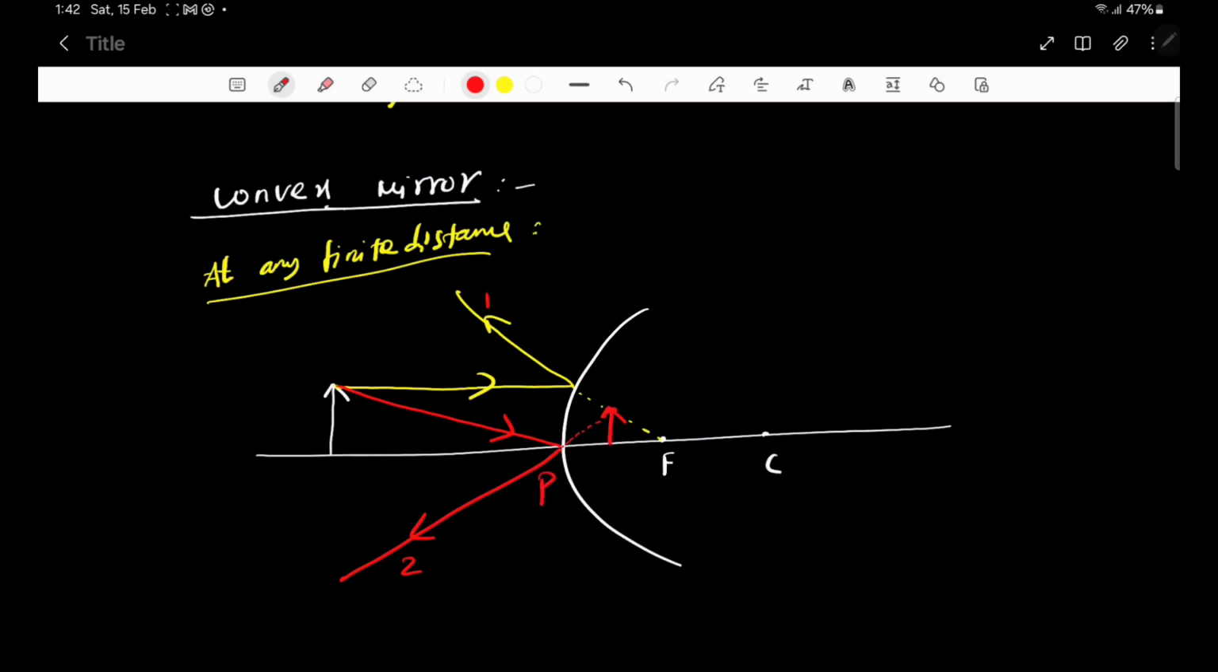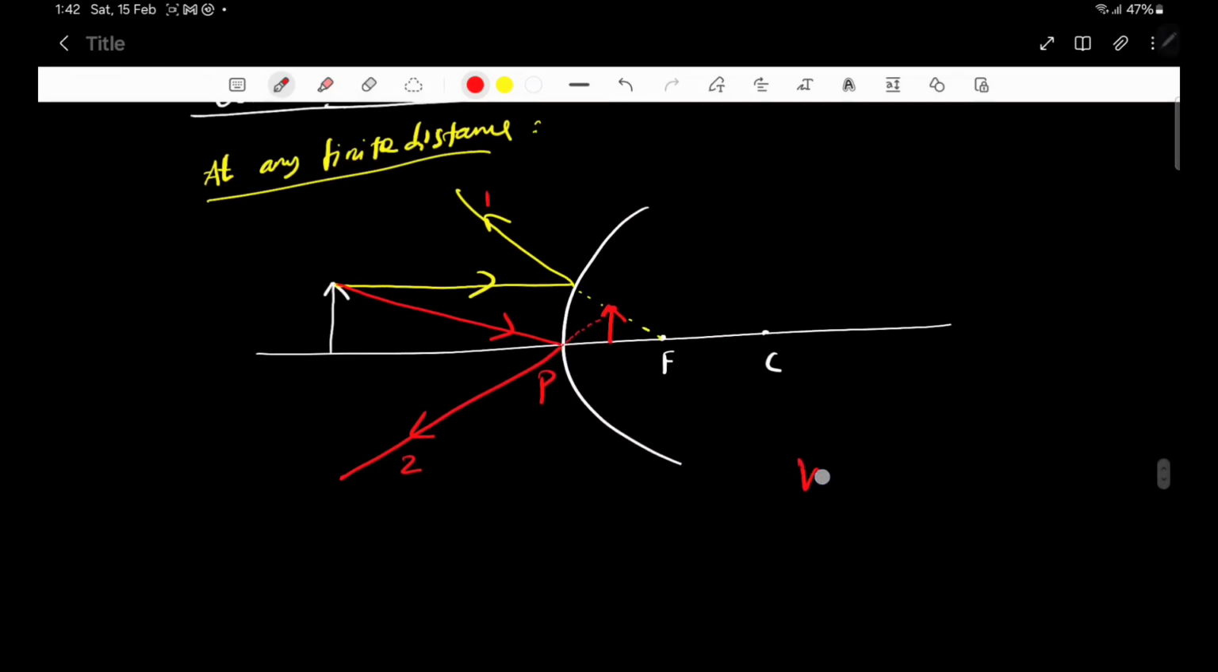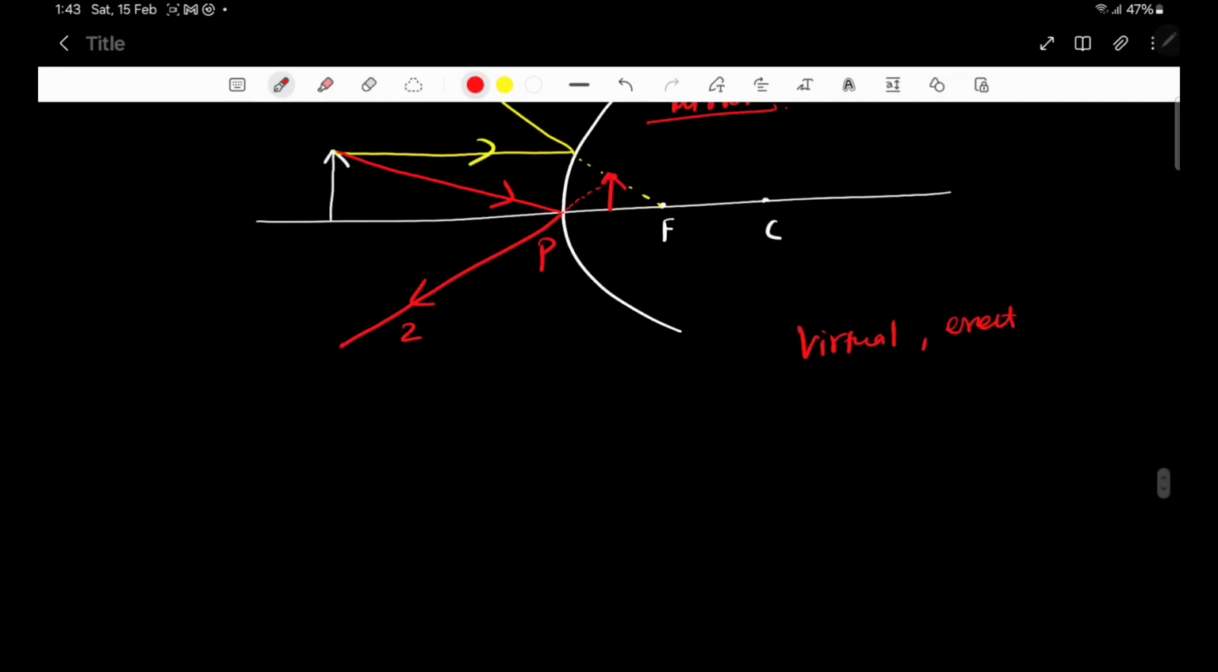So for a convex mirror, if the object is placed at any finite distance, the image will be formed between the focal point and pole. And the nature of the image is, it's a virtual image. Yes, that image is formed inside the mirror, in the mirror world. Virtual and erect and diminished in size.